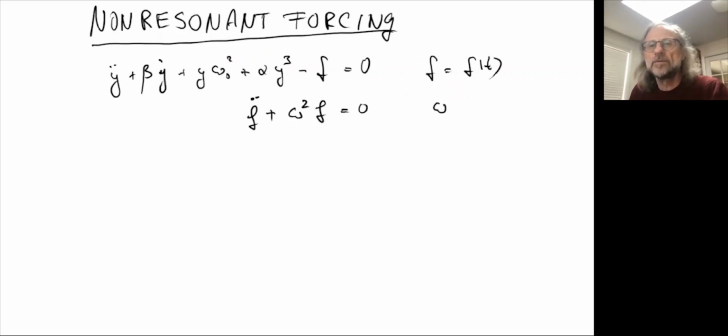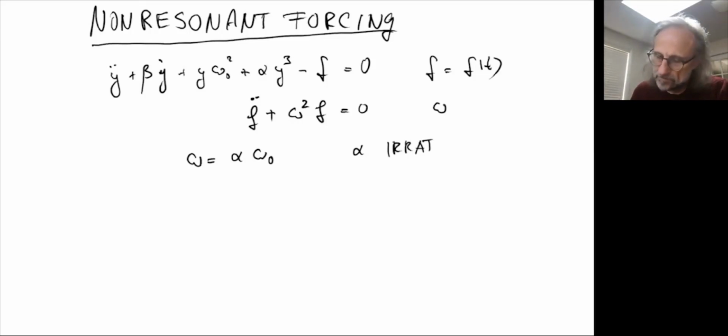Okay, so let's first assume, for starters, that these two frequencies are not related. That means they're irrationally related. So omega is equal to alpha times omega naught, where alpha is irrational. So omega over omega naught is not a rational number. That will play an important role later.